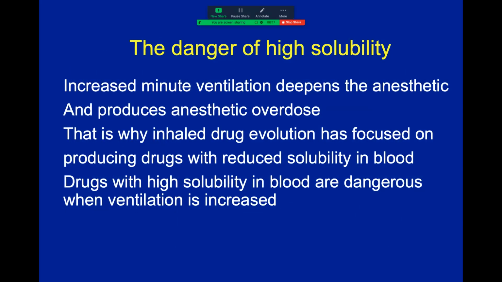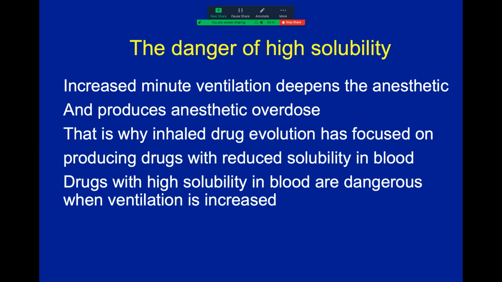Now, the danger of high solubility is that increased minute ventilation deepens the anesthetic and produces an anesthetic overdose. And that's why the inhaled drug evolution is focused on producing drugs with reduced solubility in blood. Drugs with high solubility become, or actually are, more dangerous whenever ventilation is increased.